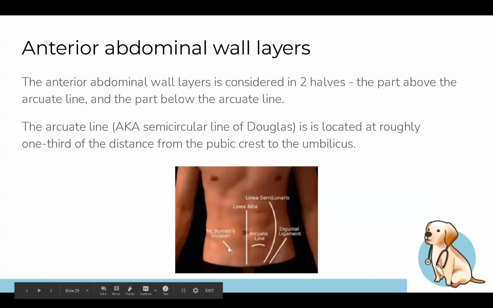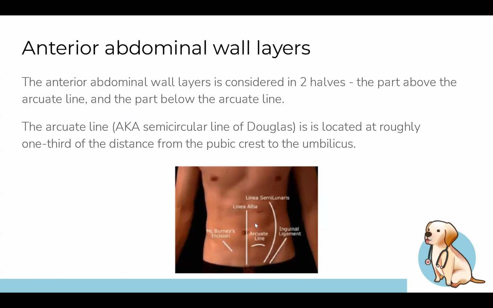You have one on this side. Semilunaris, semicircle, it kind of looks like a semicircle, so it's kind of self-explanatory. And lunaris kind of looks like a moon as well, so that's another way of remembering it. Inguinal ligament, you should remember from first year, there's an inguinal ligament there and you have the inguinal crease. Then we have this line here, which is really quite important. It's called the arcuate line. It's also called the semicircular line of Douglas, but I think arcuate is the most common name for it.